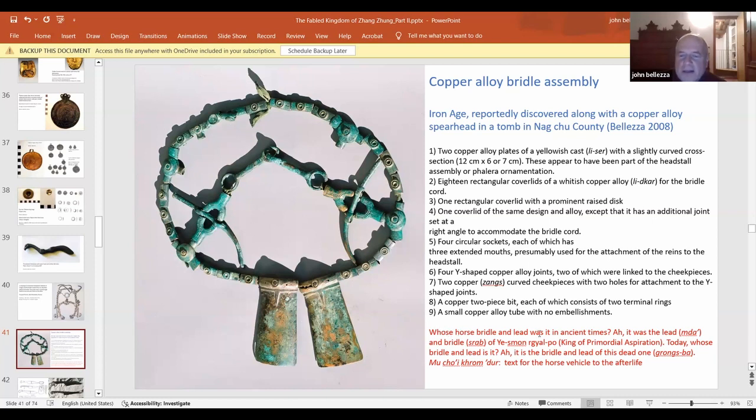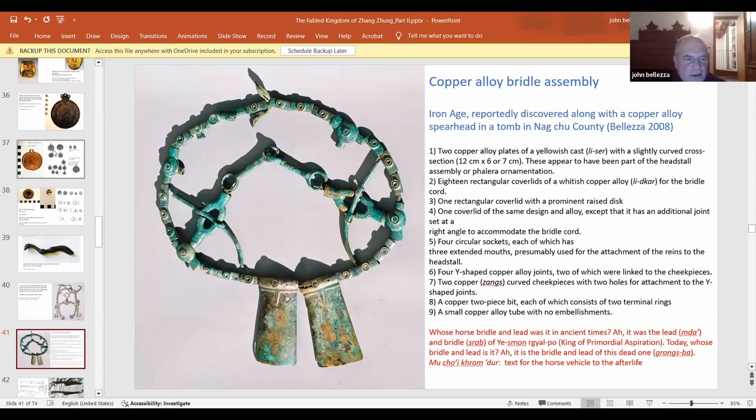Whose horse bridle and lead was it in ancient times? It was the lead and bridle of Yemun Gelpo. He's a cosmogonic deity, yes. Today, whose bridle and lead is it? It is the bridle and lead of this dead one. So very interesting. They mention the use of bridles and horse leads ritually in the text. And this, as I noted, this bridle is reported to have been found in a tomb.